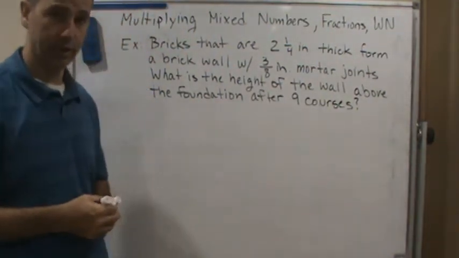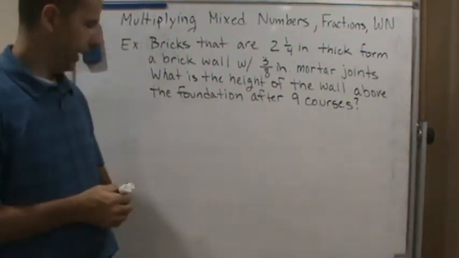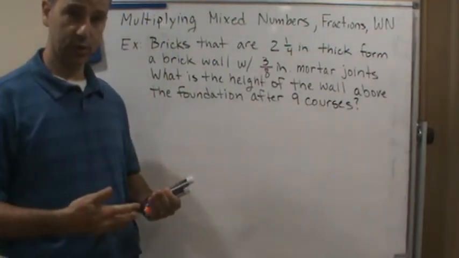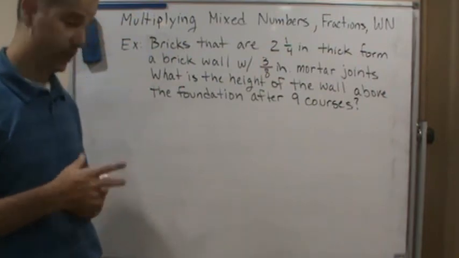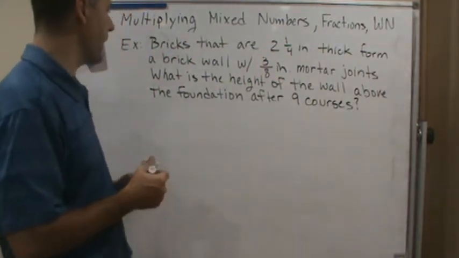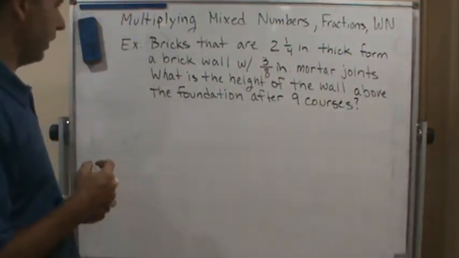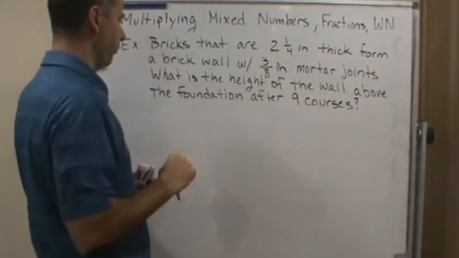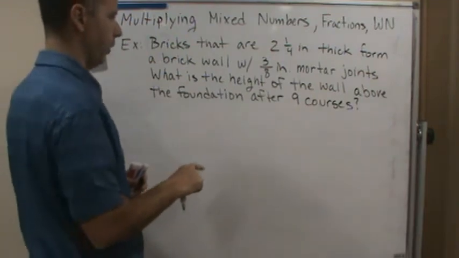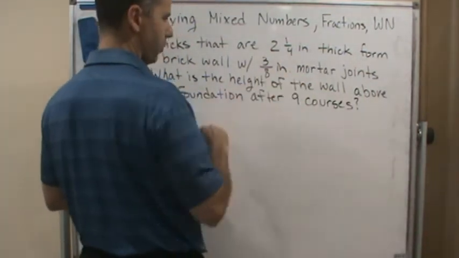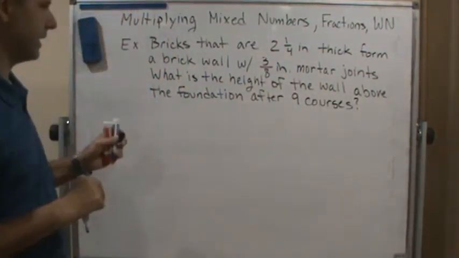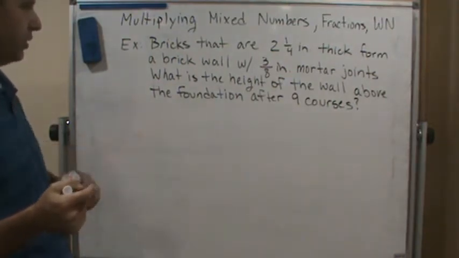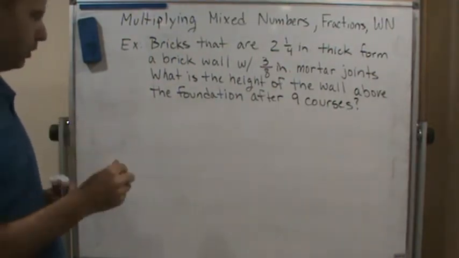Okay, so here's another application type problem. And now again, we're going to read it, understand it, and write out the relationships, what are the knowns and unknowns, and we're going to use that 6-step process here. So it says bricks that are 2 1/4 inches thick form a brick wall with 3/8 inch mortar joints. And it says what is the height of the wall above the foundation after 9 courses or 9 rows.